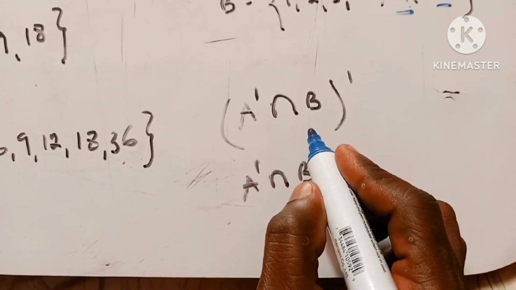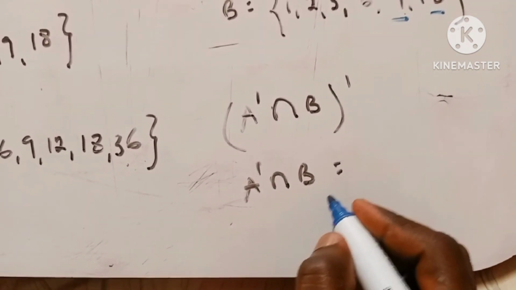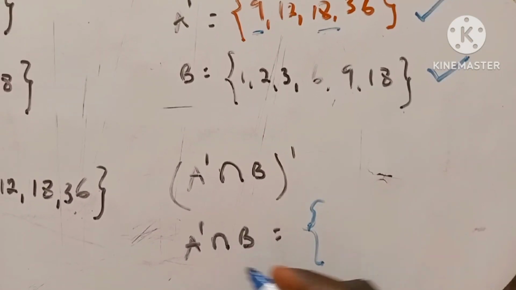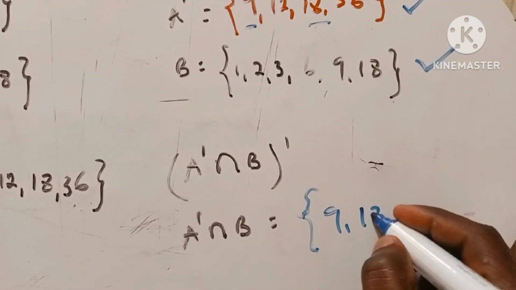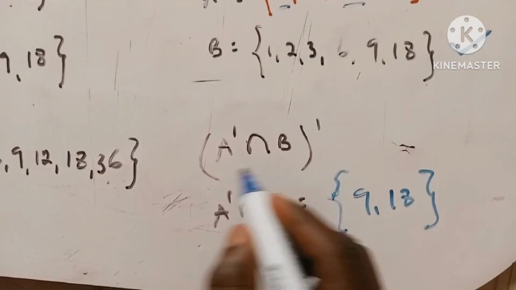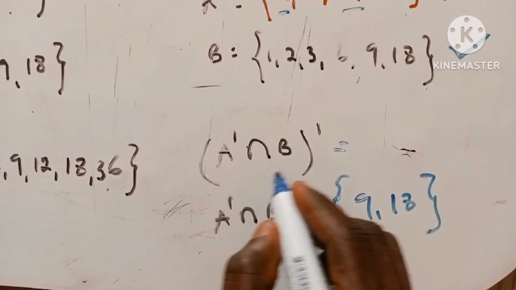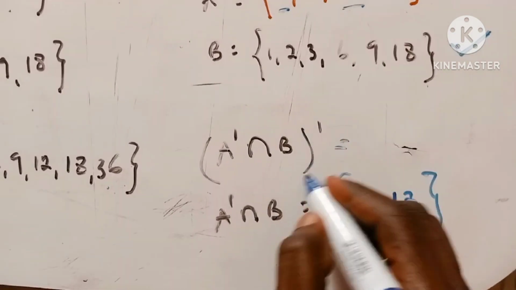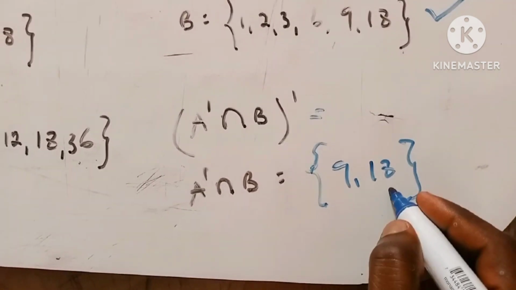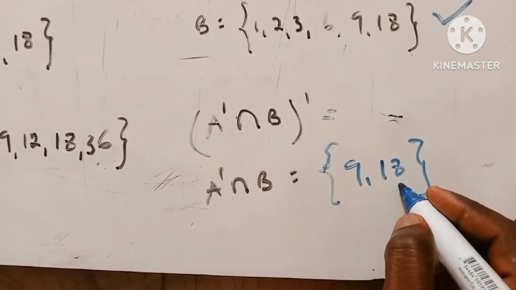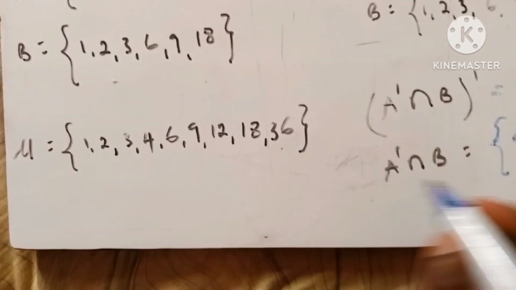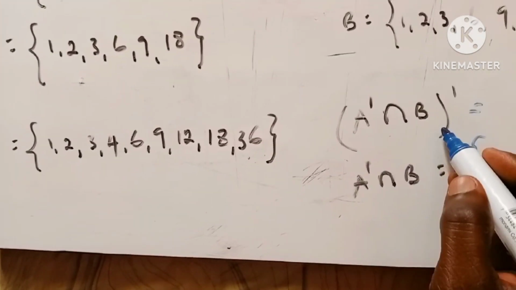So dealing with the bracket first, right? The intersection of these two, the A complement intersection B, is 9 and 18, right? So we already have that here. Now, what are we talking about? Solving everything complement here tells me that these are the two people inside this room. So anybody that is inside the universal set but is not in this room is what we are going to find in this case, right?